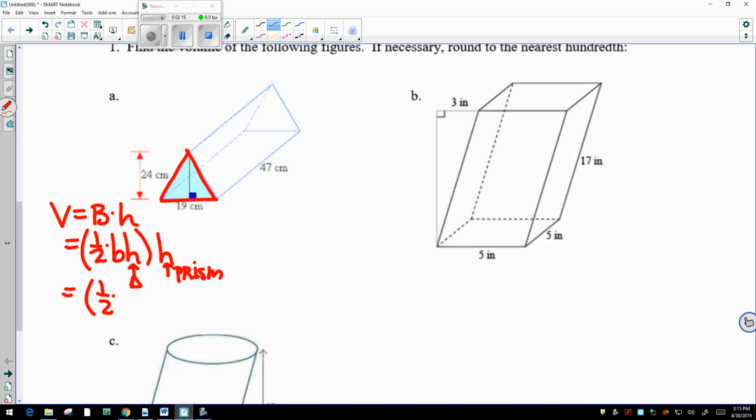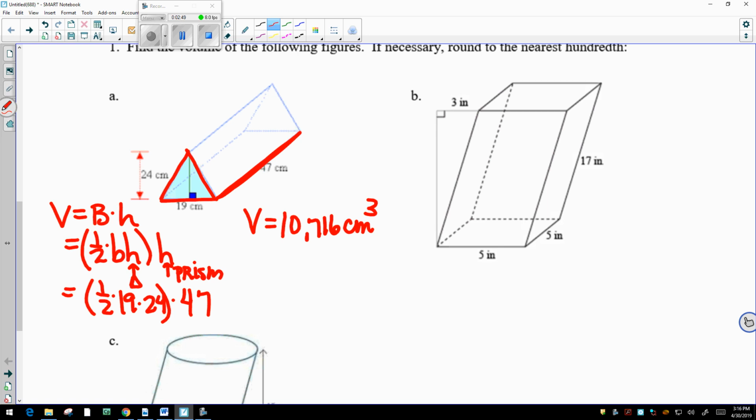Right now all of our information is coming from there. Our base and our height, measured with perpendicular lines, we have 19 times 24. Now for the height of the prism, the distance between the bases, I want to see the distance between my two triangles, and that's going to be 47. The nice thing is we can plug this all into your calculator, and once we do that, we get a final answer of 10,716, and our label in volume is going to be centimeters cubed. All of our units will be cubic units.